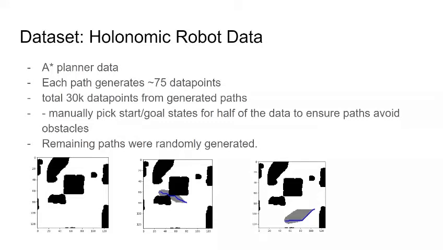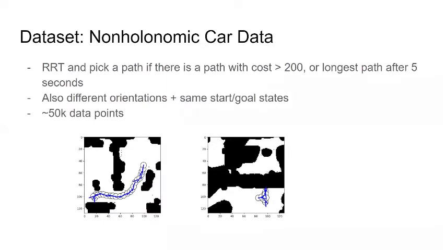For the holonomic robot dataset, we generate optimal paths from the A-star planner. For the non-holonomic dataset, we use the RRT planner. We generate 2 types of paths: paths that have the highest cost after running the algorithm for 5 seconds, and paths where the start and goal states are identical except for the orientation. This allows the neural network to generate motions where the robot has to change directions.